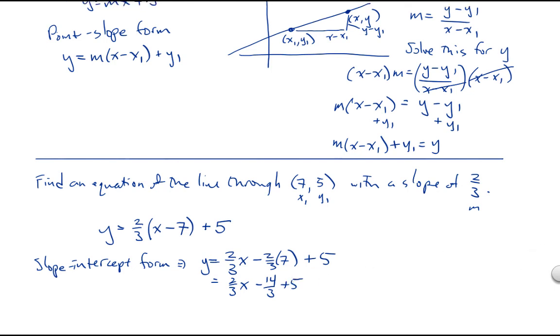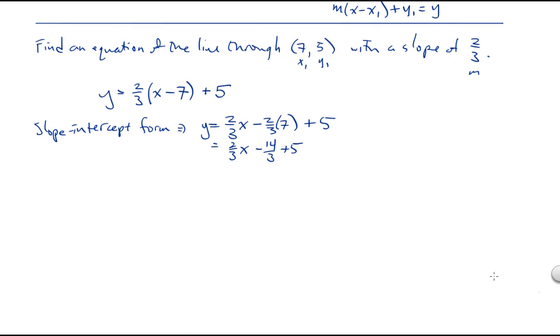And now the only step we have to make in order to find the y-intercept here is to combine the negative 14/3 and the 5. Well, 5 is 15/3. So this is just going to be 15/3 minus 14/3. It's pretty slick. It worked out nicely. So y equals 2/3 x plus 1/3. That's the equation of the line. Pretty neat, huh?